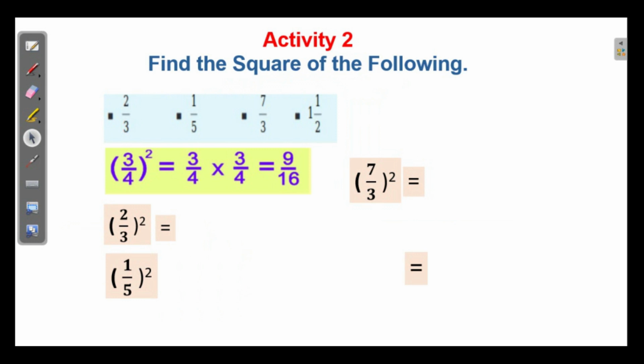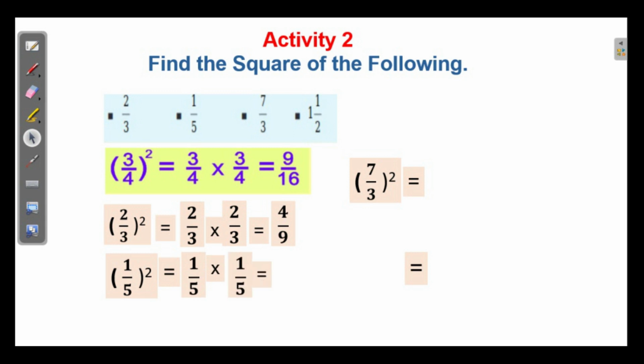Second one, find the square of the following. Example is given: 3 by 4 whole square is equal to 3 by 4 into 3 by 4, which is equal to product of the numerators by product of the denominators. So, it is 9 by 16. Similarly, we can write this one as 2 by 3 into 2 by 3 is equal to 4 by 9. 1 by 5 into 1 by 5 is equal to 1 into 1, 1 by 25.